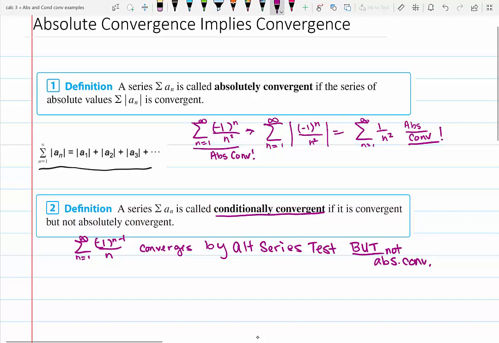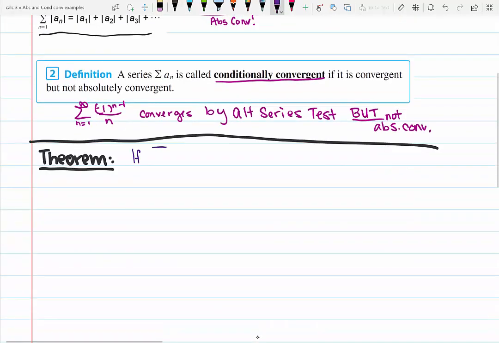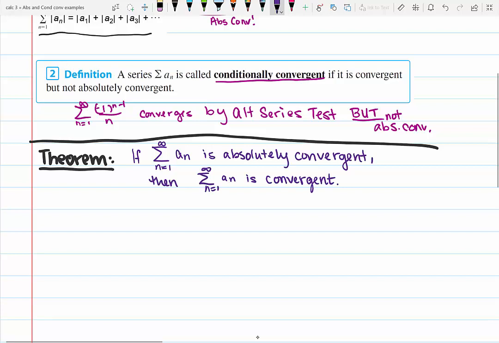One of the reasons we like to look at absolute convergence is that it's a 2-for-1 sort of result. And that's the theorem that I'd like to talk about. If a particular series, the sum of a sub n, is absolutely convergent, then it must be convergent. So let's talk about why.